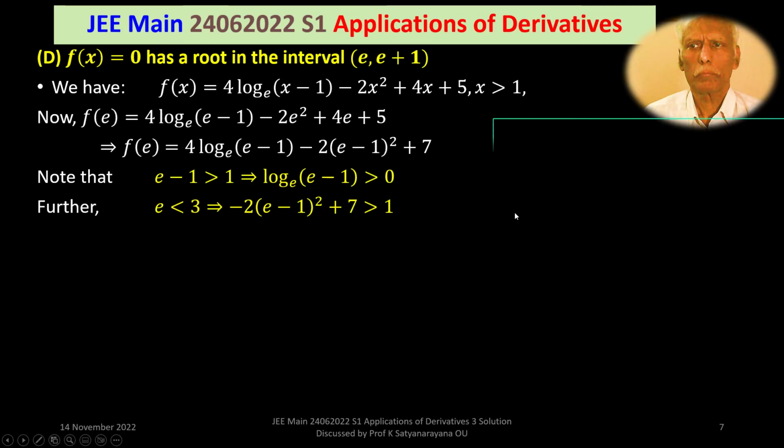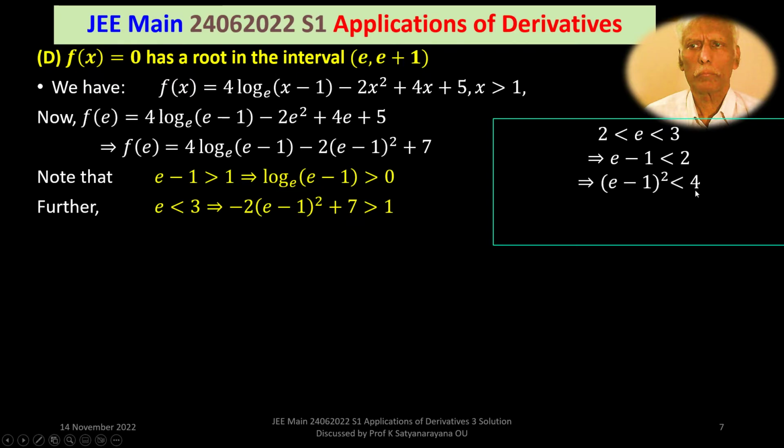How it happens? Let us see. 2 less than e less than 3, e less than 3 I have taken. e minus 1 is less than 2. Right. And e minus 1 whole square is less than 4. Yes. Minus 2 times e minus 1 whole square is greater than minus 8, because you are multiplying by minus 2, so the inequalities get reversed.